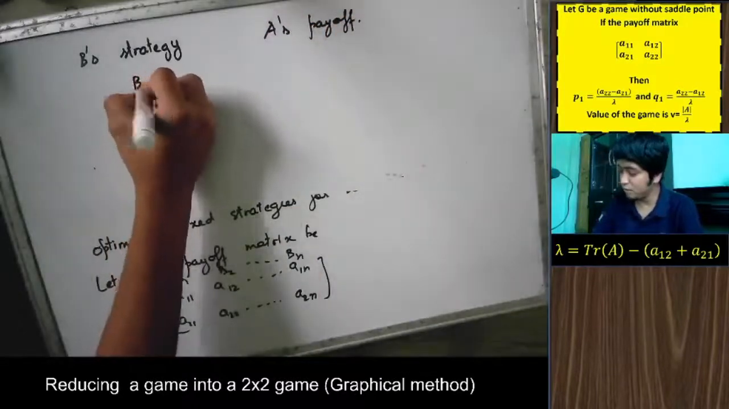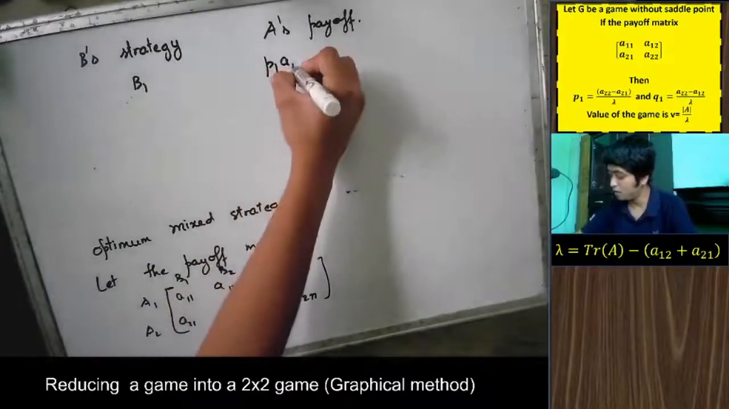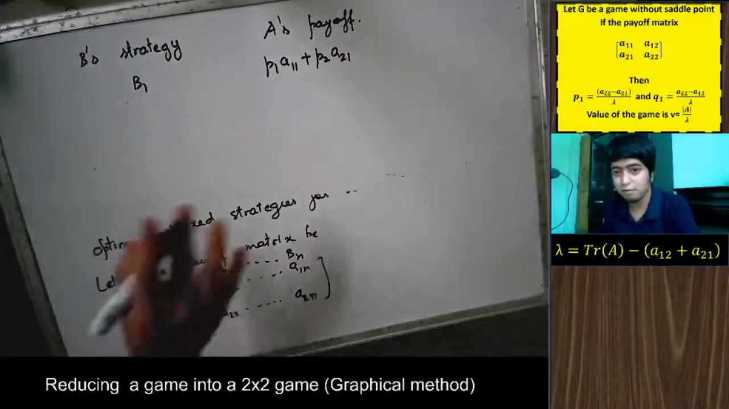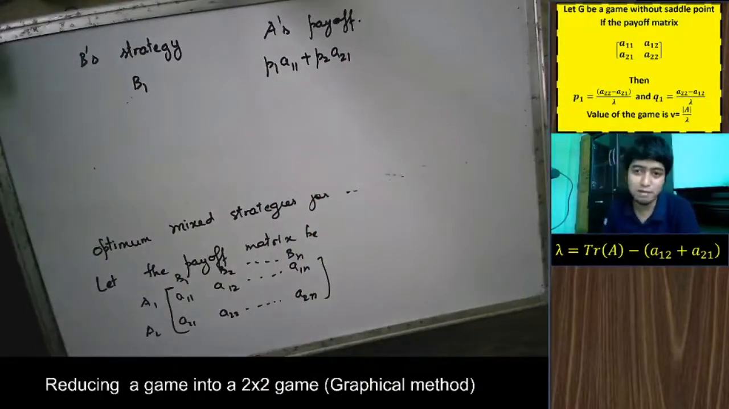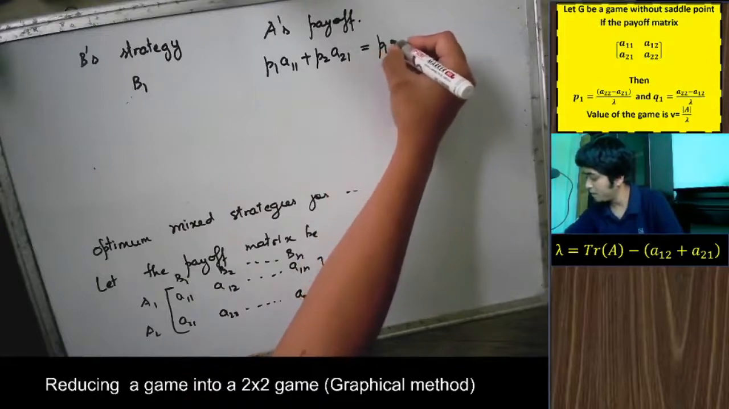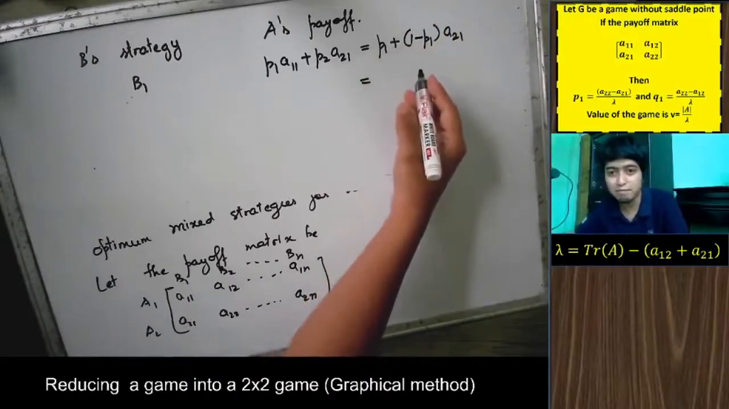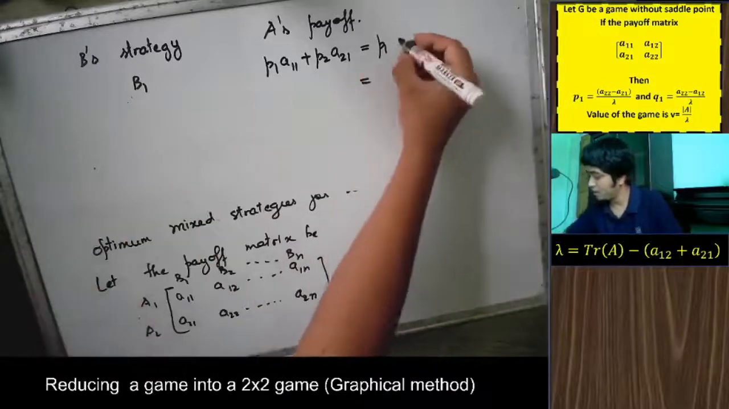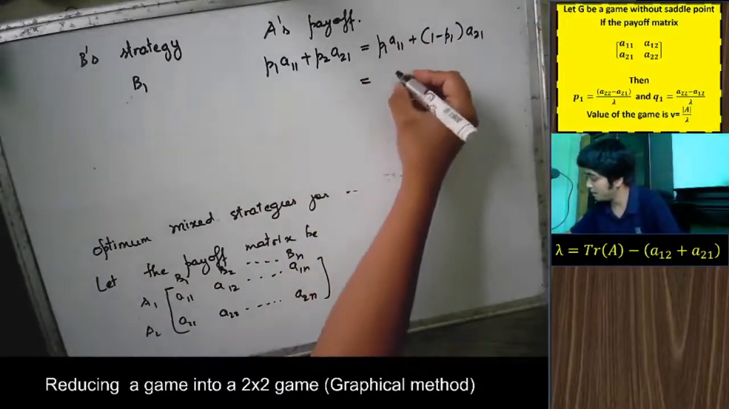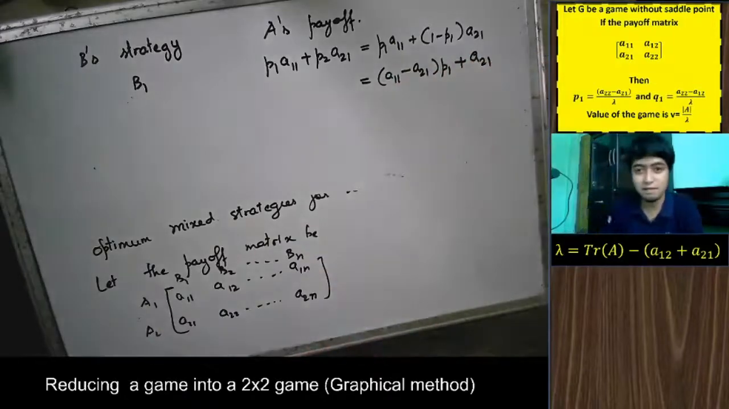So when B's strategy is B1, A's payoff will be P1 times A11 plus P2 times A21. Okay, so this is what we will get. In fact, P1 plus P2 is equal to 1 because the sum of the probabilities is equal to 1. So we can easily convert P2 into 1 minus P1: P1 A11 plus 1 minus P1 times A21. If you simplify this, you will be getting A11 minus A21 times P1 plus A21. So this is what we will be getting.